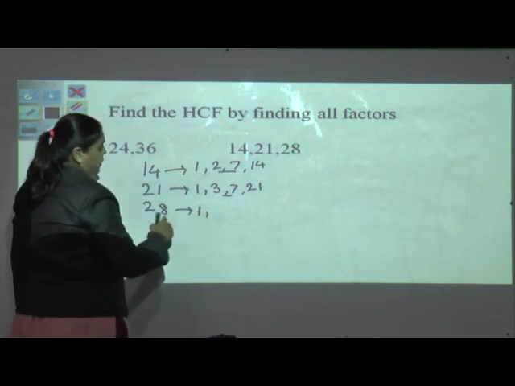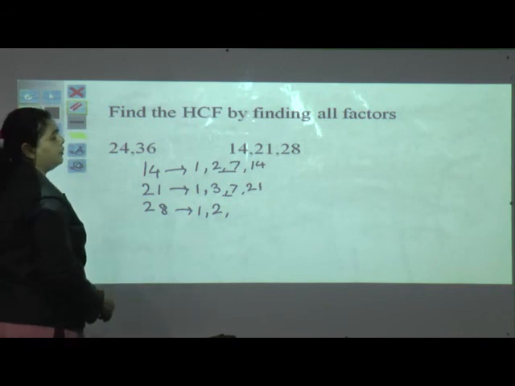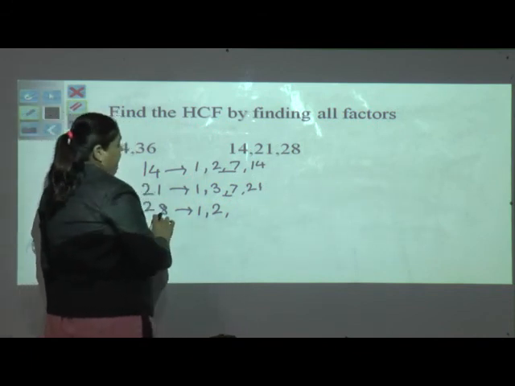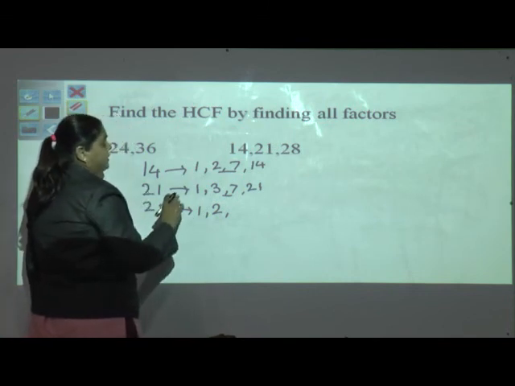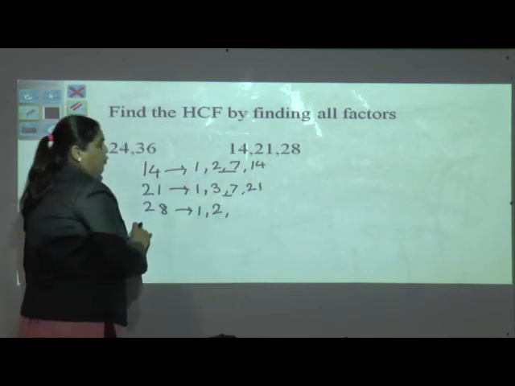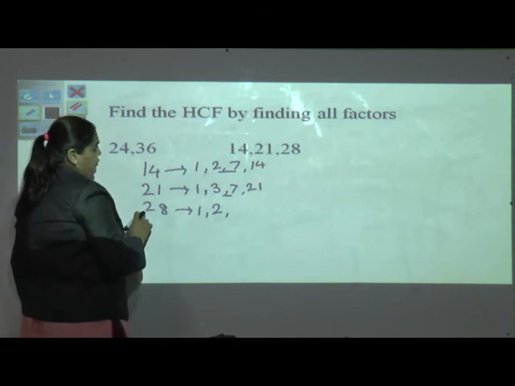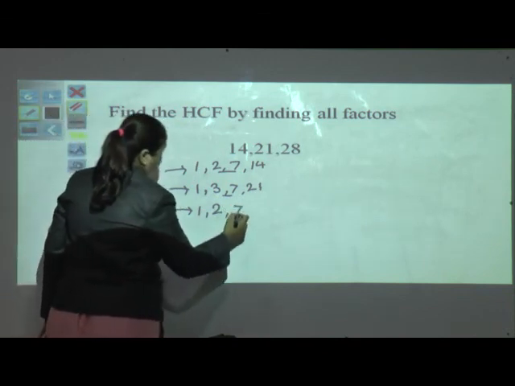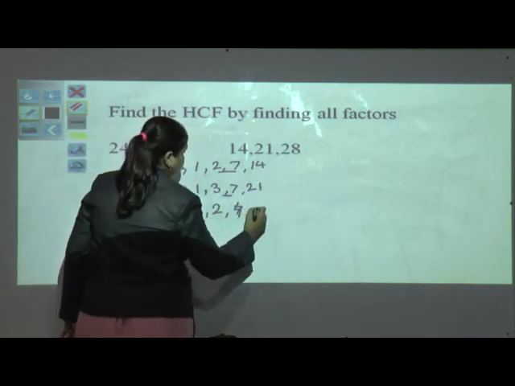1, it's an even number, so we can go for 2. Do we get it in the 3 table? No, we are not getting 3. 3 7s are 21, 3 8s are 24, 3 9s are 27. So we have to try with the 4 table. Do we get it in the 4 table? 4 4s are 16, 4 5s are 20, 4 6s are 24, 4 7s are 28. So we can say that this is 4 and this will be 7.